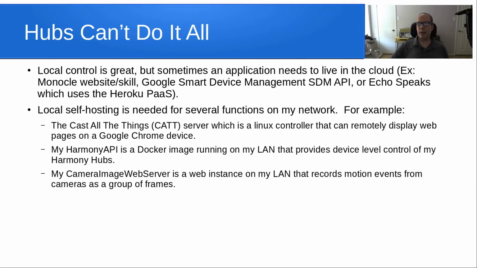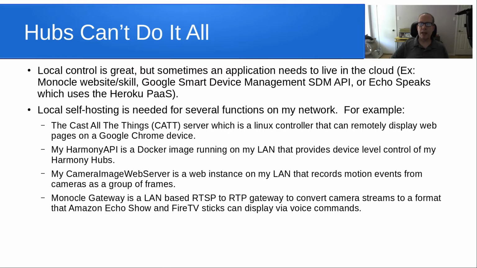My camera image web server is a web instance on my LAN that records motion events from cameras as a group of frames. And Monocle Gateway is a LAN-based RTSP to RTP gateway to convert camera streams to a format that Amazon Echo Show and Fire TV sticks can display via voice commands.